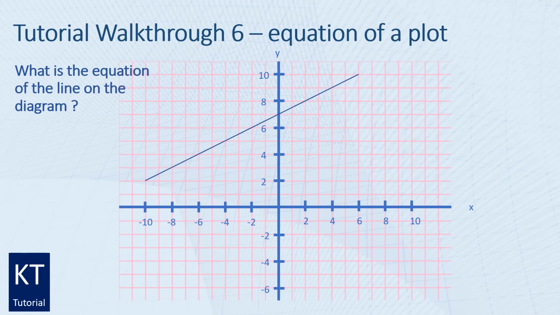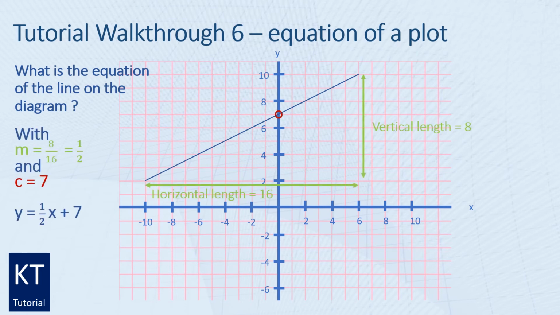Tutorial walkthrough 6. What is the equation of the line on the diagram? With the gradient m being half and the intercept of the y-axis c being 7, y is equal to half x plus 7.